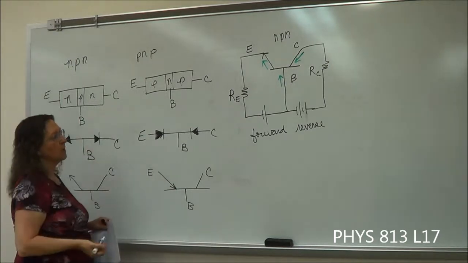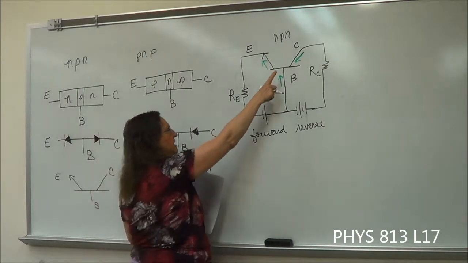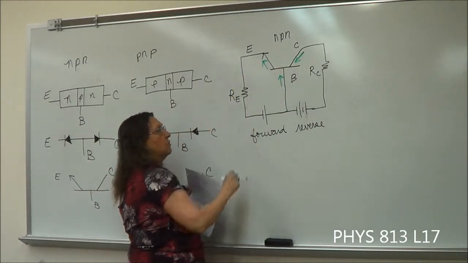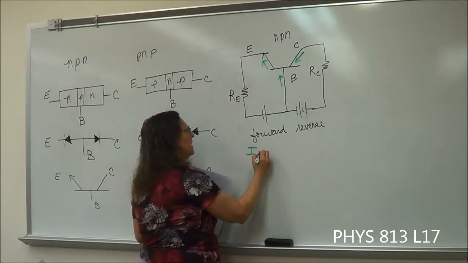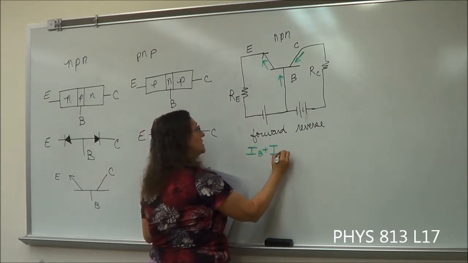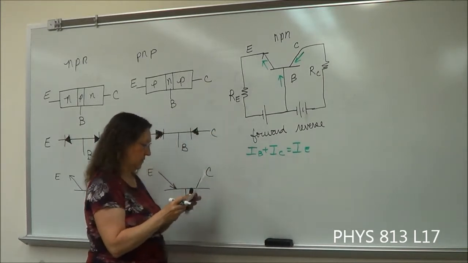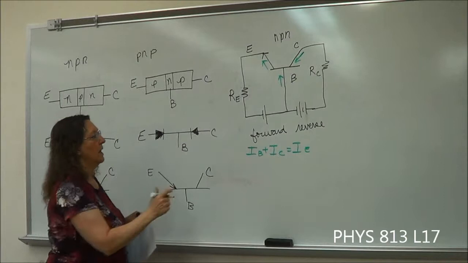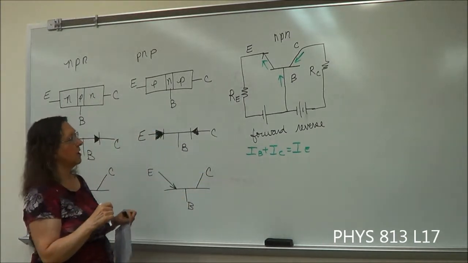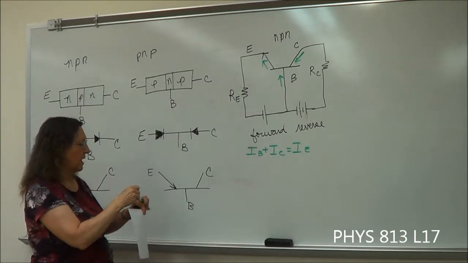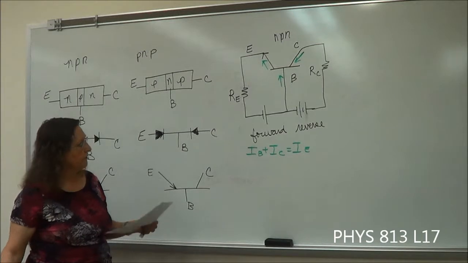But then we can write a current equation for that. We have the current into a junction is equal to the current out. So we would have IB plus IC is equal to IE. And this is from Kirchhoff's junction law. Okay. Now, we want to do the same thing for the other one.